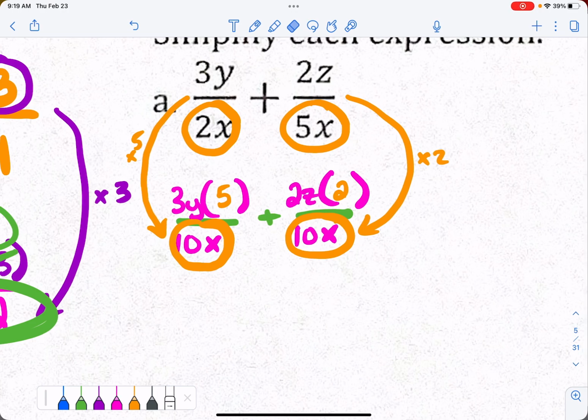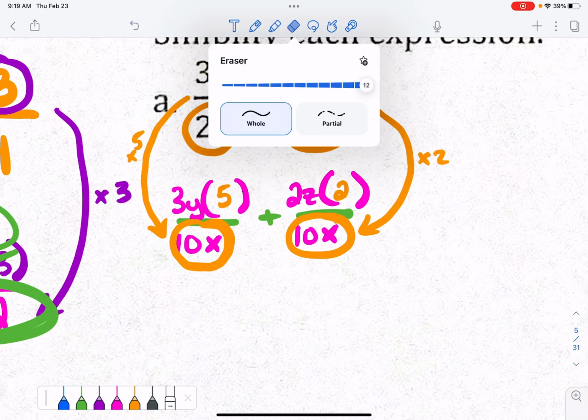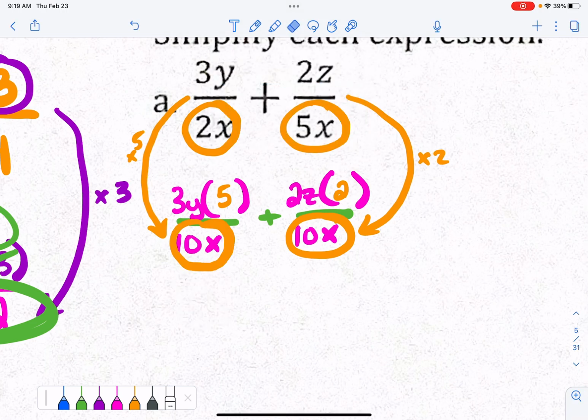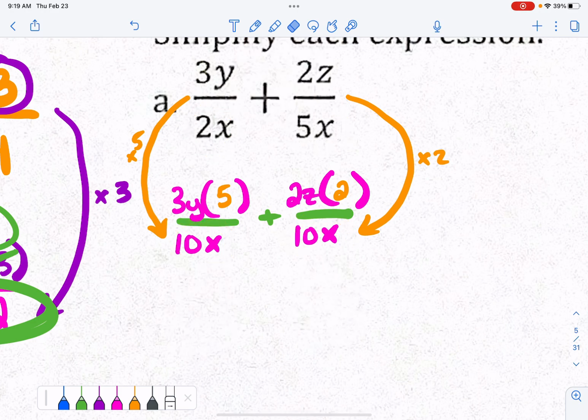Okay, and I've got kind of a mess here. Let me erase some stuff. Okay, so now up top here, 3y times 5 is 15y. Okay, and then 2z times 2 is 4z.